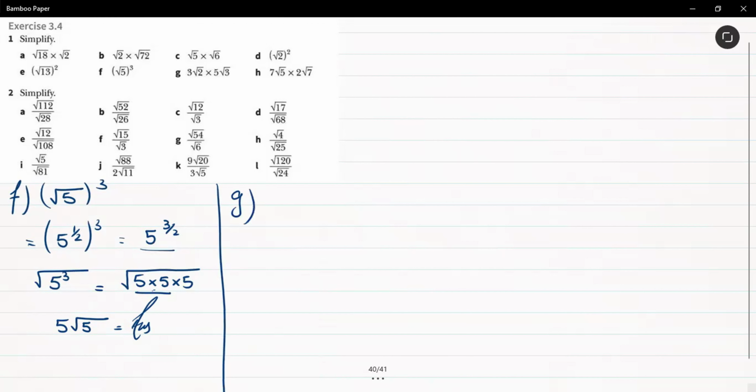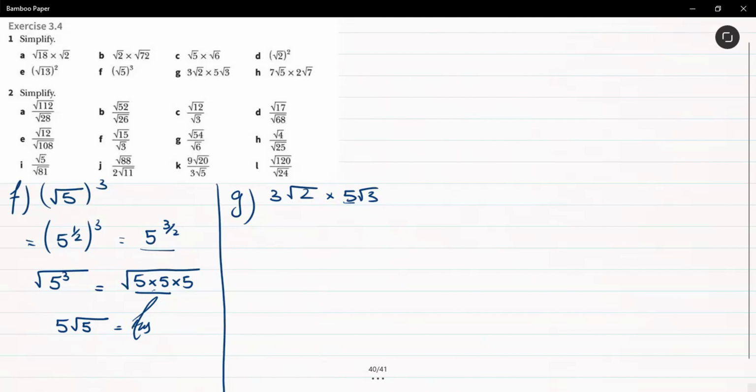Part G is 3 under root 2 multiplied by 5 under root 3. Again, I've clarified in the previous lectures that the surds are multiplied by the surds and the index values are multiplied by the index values. And the reason I'm saying that is because it's multiplication, not addition or subtraction. If this were an addition, for example, 3 under root 2 plus 5 under root 3, then that would be the most basic answer you would get. So there would be no simplifying this. However, it's multiplication, so we multiply both the index values and both the surd values individually.